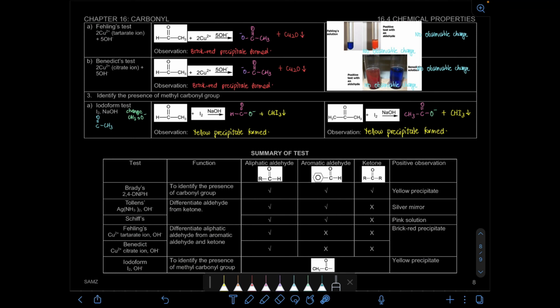Okay, and then for Fehling dengan Benedict, it's actually differentiate aliphatic yang straight chain dengan aromatic and ketone. So for this both reaction, kita akan form brick red precipitate. And last but not least is iodoform test. Yang ini lain sikit to detect the presence of methyl carbonyl group. And we will form a yellow precipitate as well. So that's the last of it of our chapter 16.